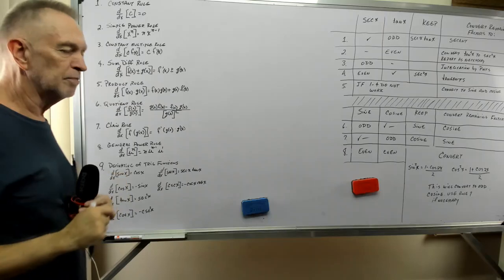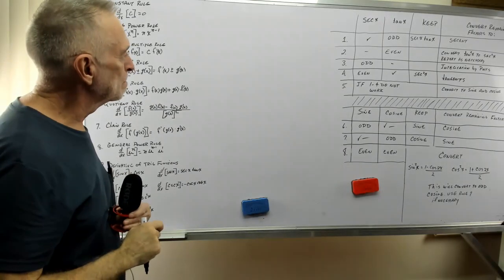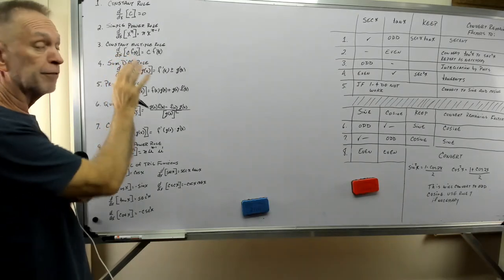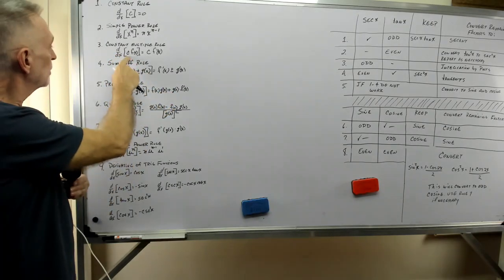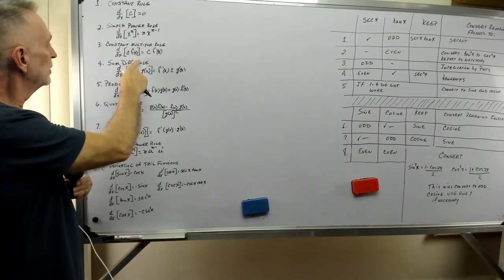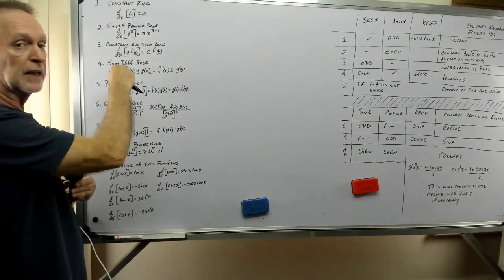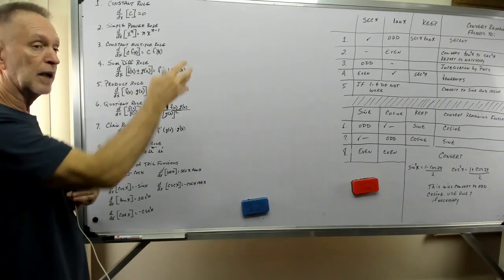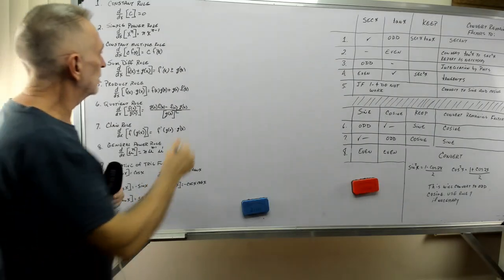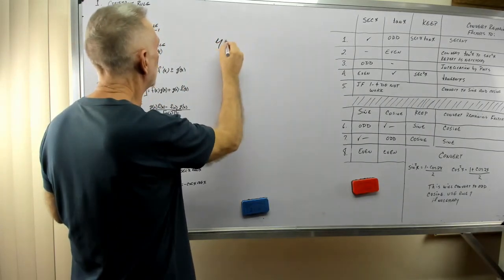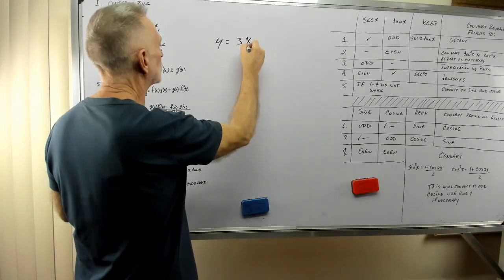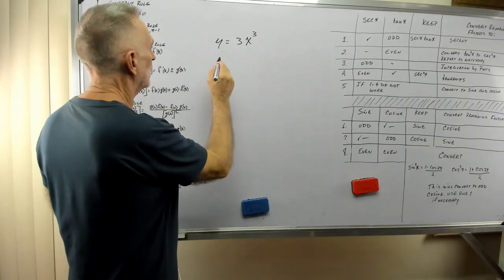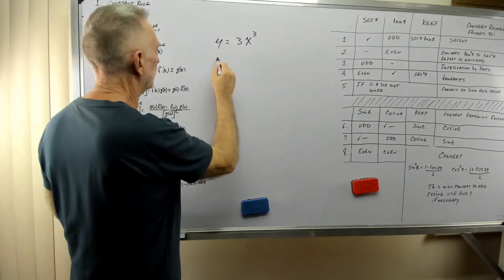All right, constant multiple rule. It says if I'm trying to take the derivative of some function that has some constant times f of x, I can pull that constant out and take just the derivative of the function and have the constant times that derivative. Hey, all right, let's think about that. We have y equals 3x cubed, for example. And I want to take the derivative of that.